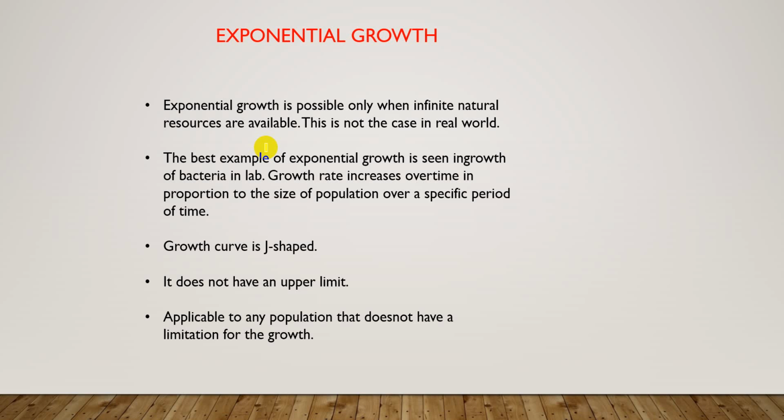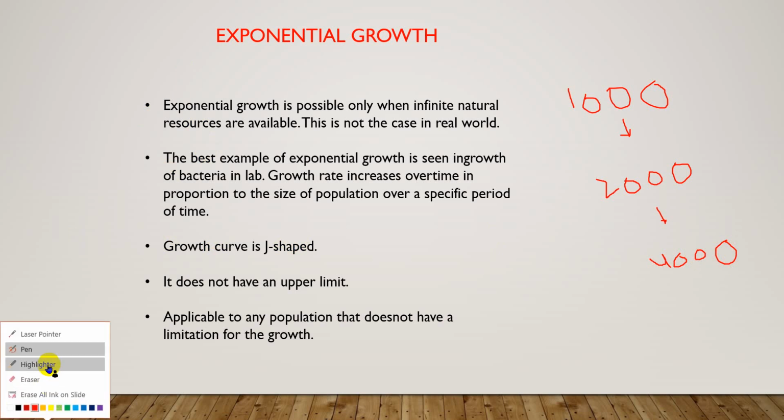In a lab, if 1,000 bacteria are placed in a large flask with an unlimited supply of nutrient, then within an hour it will multiply to 2,000, and in the same way within another hour it will multiply to 4,000. That means its population goes on doubling. Growth rate increases over time in proportion to the size of the population over a specific period of time.